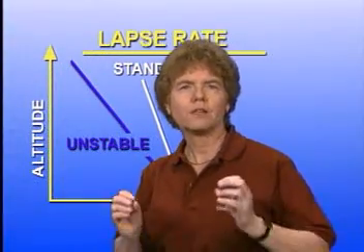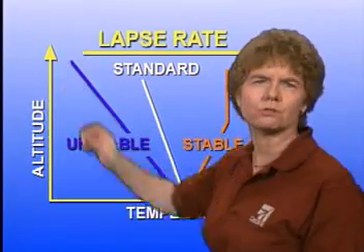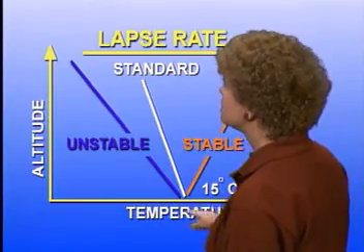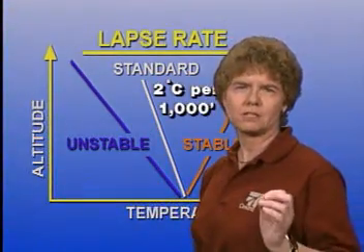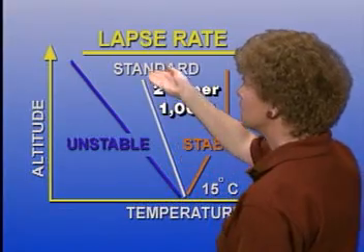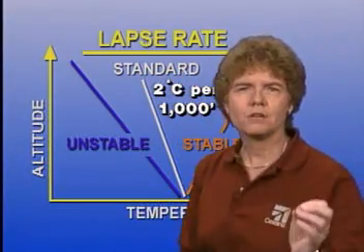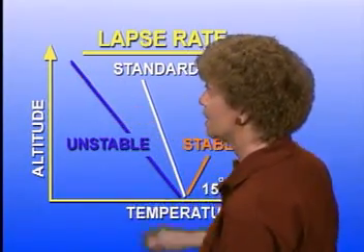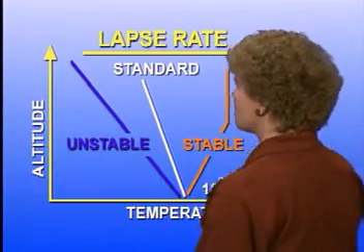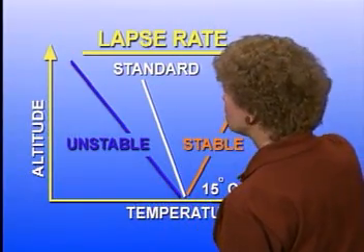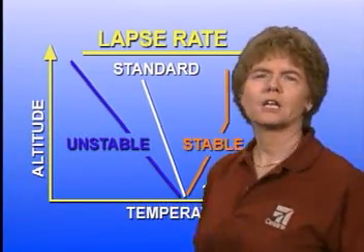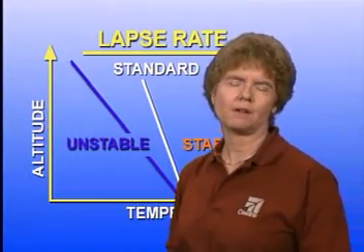Well, what you do is you measure the actual lapse rate, the decrease of temperature with altitude, against the standard lapse rate. Now, the standard lapse rate is a decrease of about 2 degrees Celsius for each 1,000 feet that you go up in altitude. If the temperature gets colder more quickly than standard, you'll have unstable air. However, if the air gets warmer with altitude, or gets colder more slowly than normal, then you've got stable air. Obviously then, temperature affects the stability of the atmosphere.